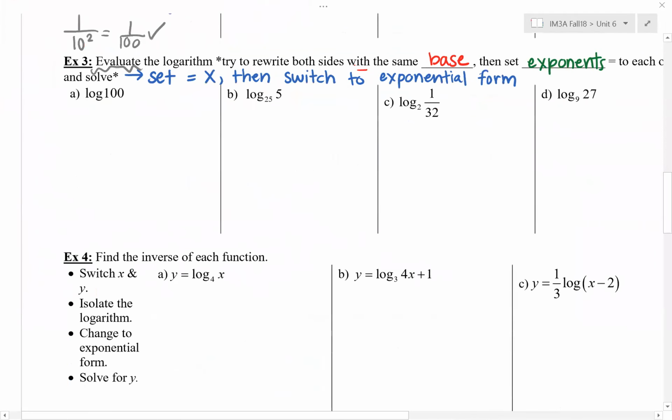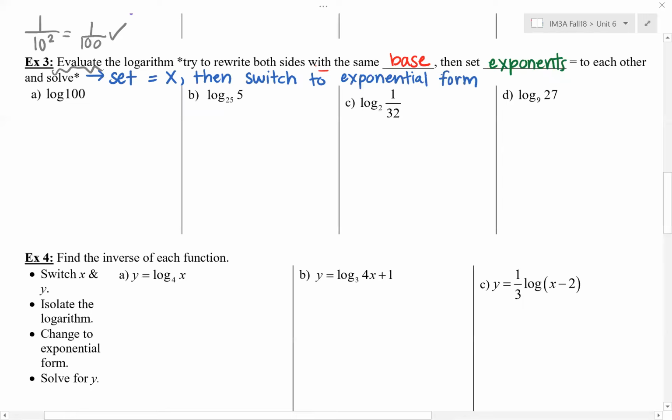Okay. So for example 3, evaluate, meaning we want to find what power of that base is equal to, for example, in A, 100. What power of that base is equal to 5? What power of that base is equal to 1 over 32? What power of the base is equal to 27? And so what we want to first do is set everything equal to x, because we don't have something on both sides of the equation right now. And so we want to make sure that we have something we can then switch to exponential form. Okay, so as soon as you see the word evaluate, if it doesn't have an equal sign somewhere, then you need to make it equal to x. So we have a variable to solve for.